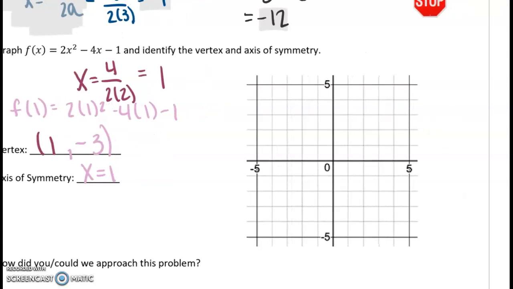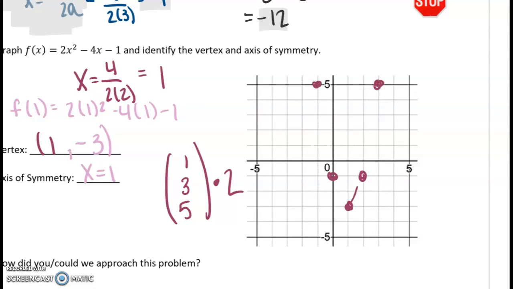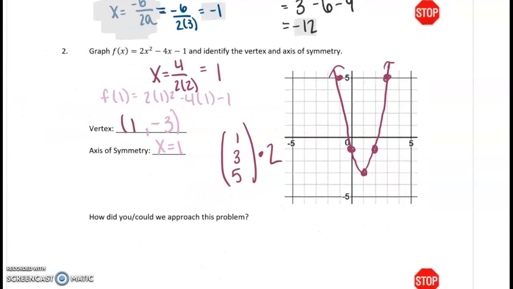And this we can go ahead and graph because it'll fit on our paper. So 1, -3. My a value is 2, so that means I take my 1, 3, 5, and we multiply those values by 2. So over 1 up 2, over 1 and up 6. So our parabola looks as so. Don't worry about how you could approach this problem. Like I said, you could do the opposite of b over 2a, or we can complete the square, and completing the square will get us to the same thing.